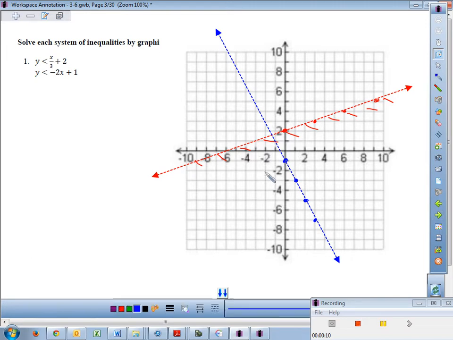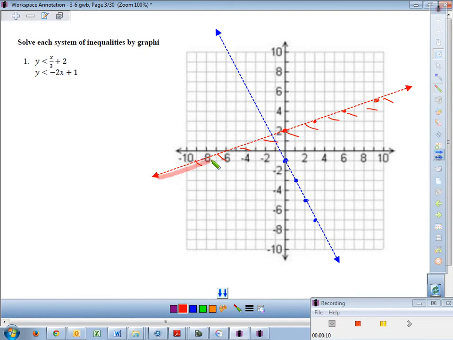Would you shade above it or below it? I would shade below. Here's the y-intercept. Isn't this above the blue line that I have right here? I want below. But what we're looking for, my friends, is where the red shade and the blue shade would overlap each other. You've done this in Algebra 1. Wouldn't that be in this region right here? So grab that highlighter and highlight this region.